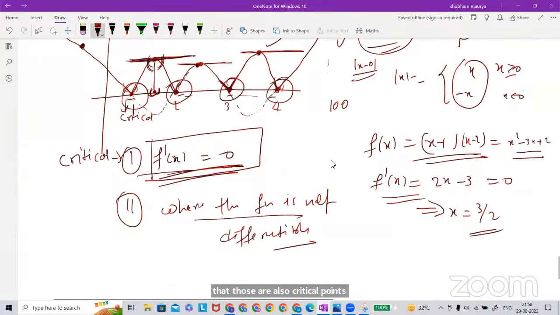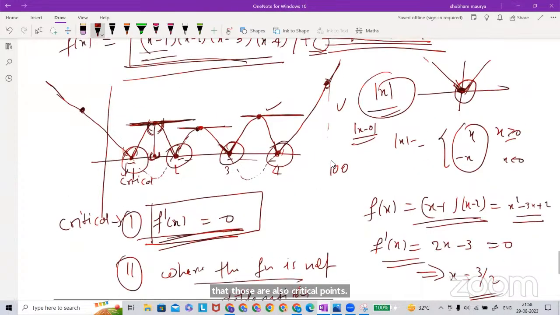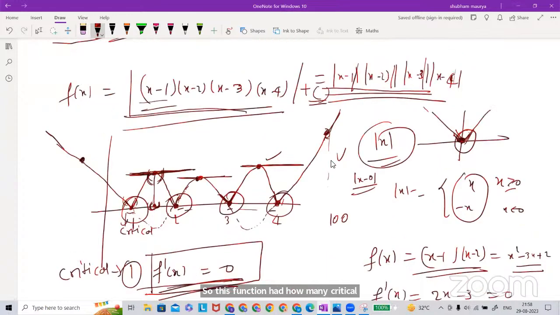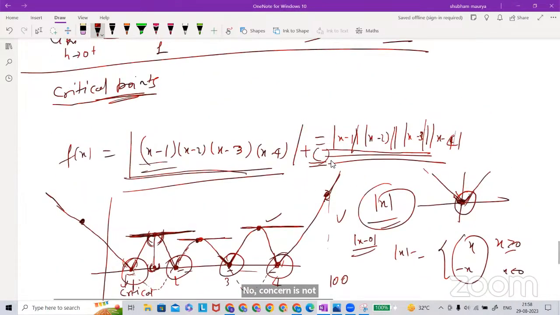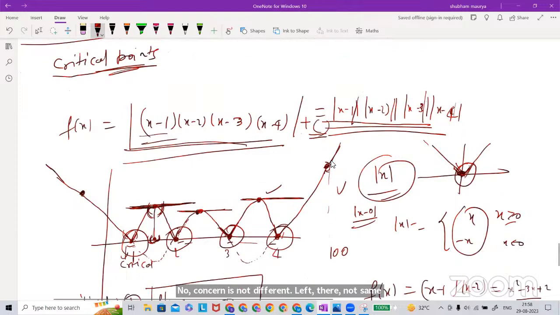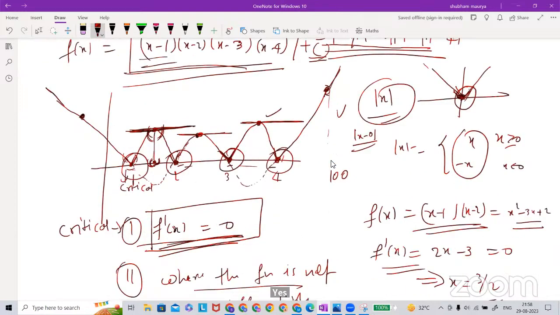So how many critical points does this function have? Function is not differentiable means the slope is 0, right? No, function is not differentiable also means the left derivative and right derivative are not the same. Yes, sir, got it. Okay. So here there are 1, 2, 3, 4, 5, 6, 7 critical points.